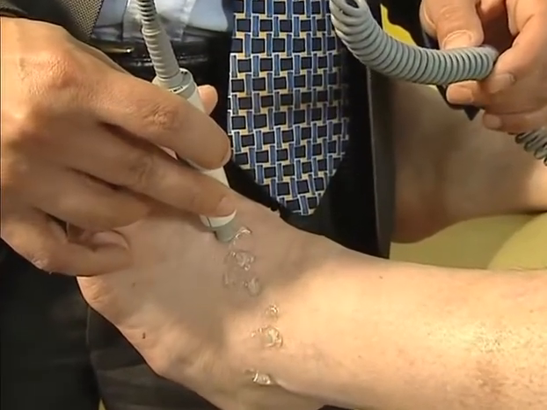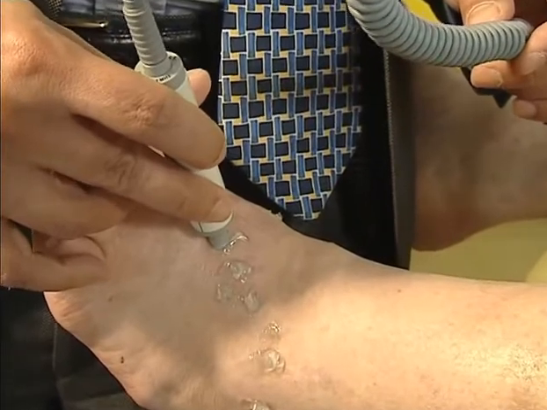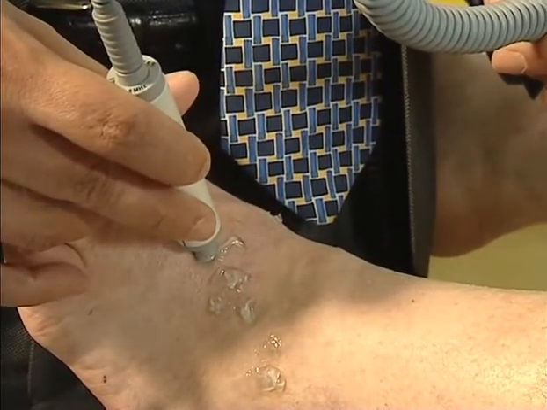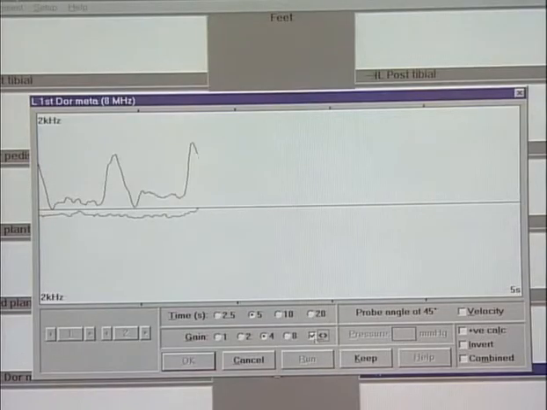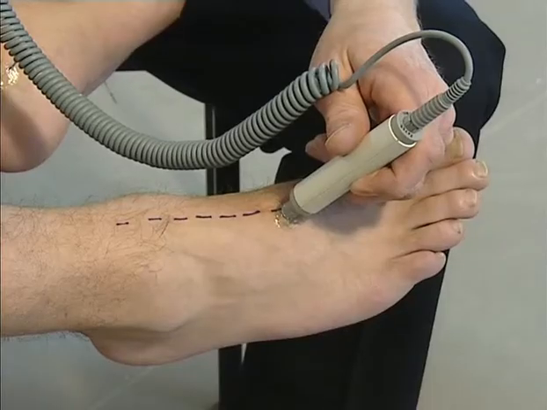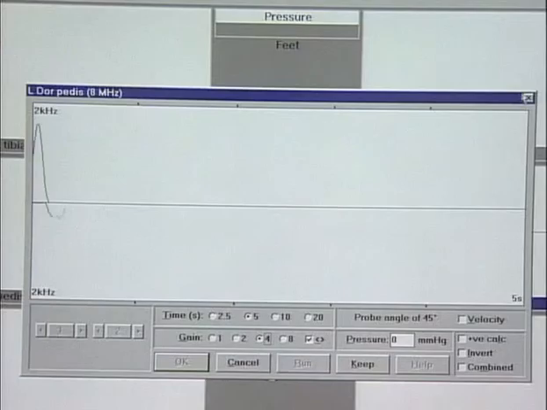The pulses in the neuropathic foot are usually strong and bounding due to autonomic dysfunction. The arteries are vasodilated and have a characteristic Doppler signal and waveform. Compare this with a normal sound and waveform.